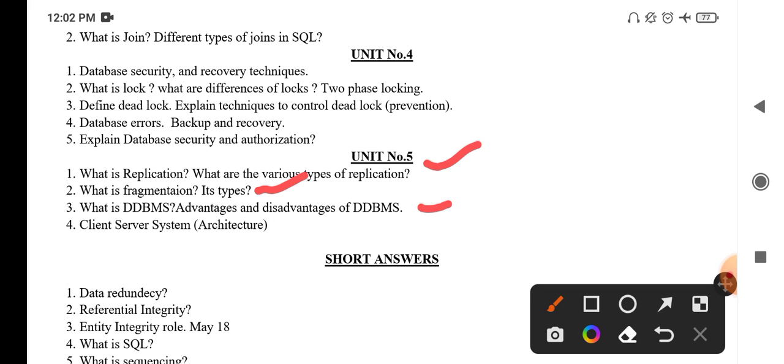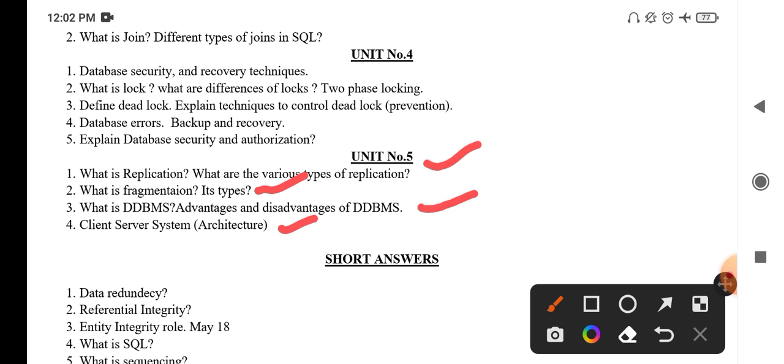So the next question from unit 5 is, what is DDBMS and the advantages and disadvantages of DDBMS. So we have to explain about the distributed database management system. The definition we have to write, and advantages and disadvantages we have to explain.